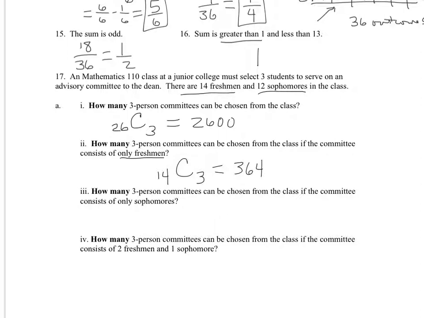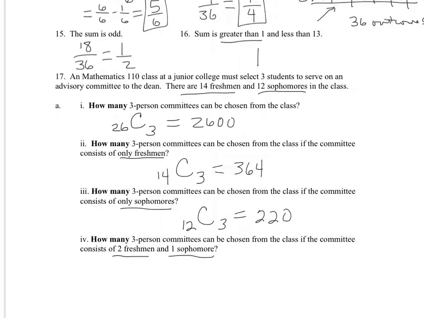How about if it's only sophomores we choose from? Well, that's going to narrow it a little bit more because according to our information, there are only 12 sophomores in the class. So we're going to take a combination of 12 things taken 3 at a time, do the number crunching on that, and you find out there are 220 different committees that could be formed just using the sophomores. All right, last question on this says, how many 3-person committees can be chosen from the class if the committee has 2 freshmen and 1 sophomore?